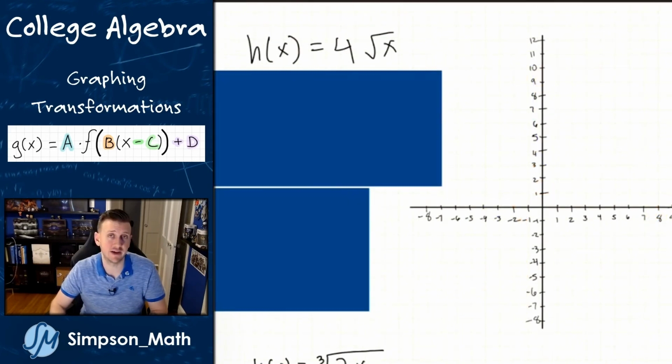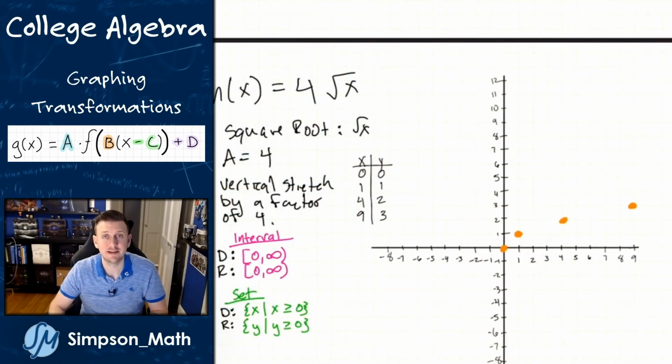All right, let's take a look at h of x, which is 4 times the square root of x. I would like you to pause the video and try this one on your own. All right, welcome back. Let's see how you did.